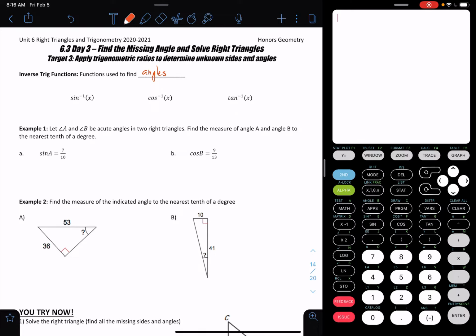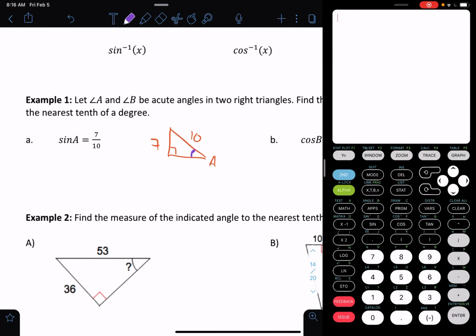Okay, so in example 1, A and B are the acute angles in two right triangles. Find their measures to the nearest tenth. So you'll see we've got sine of A equals 7/10. If I drew a right triangle here, and this was angle A, the opposite over the hypotenuse would be 7/10. But I don't know what this angle is right here. So this angle A that I don't know is currently trapped inside of sine.